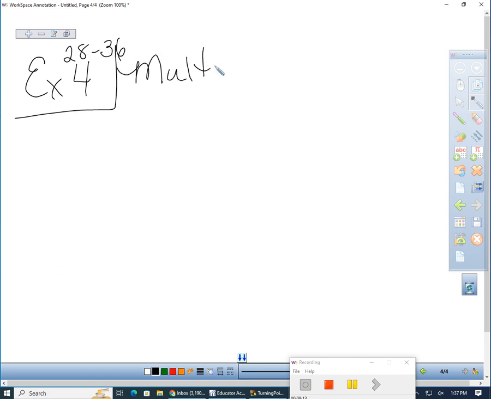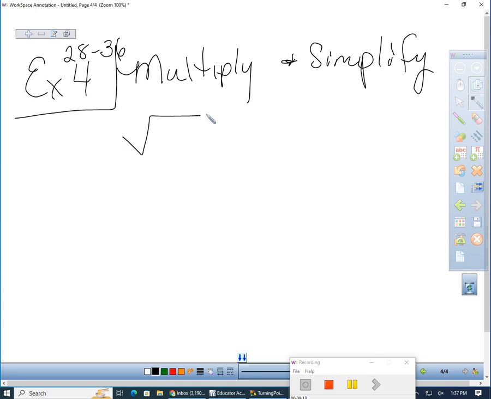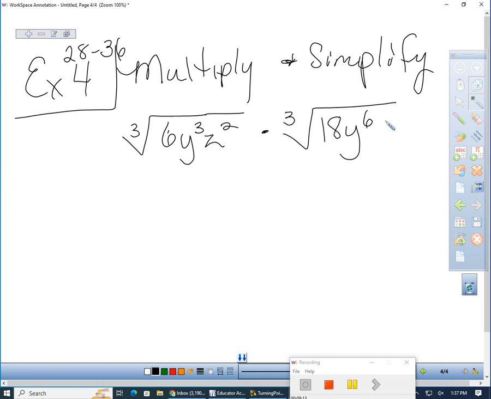We're going to multiply and simplify. So let's say I have the cube root of 6y to the third z squared times the cube root of 18y to the 6 z, let's say z. Sounds good.